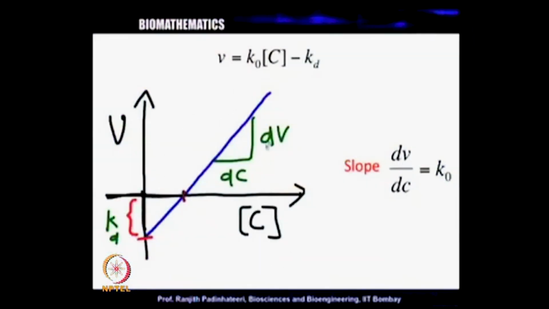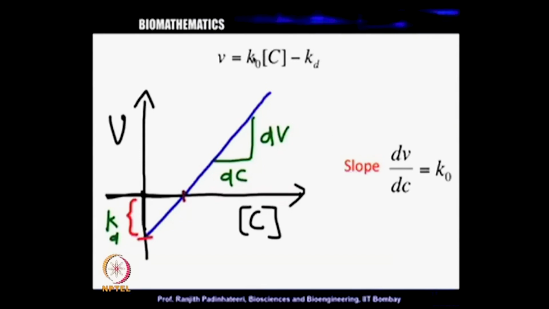If they get such a curve, from this we know that the slope of such a curve, so the y axis, if you just calculate the slope here, again slope is dV by dC, when you change the concentration by some amount, how much the velocity changes. So, it is dV by dC, and that will give you the K0, which is the intrinsic rate of polymerization.